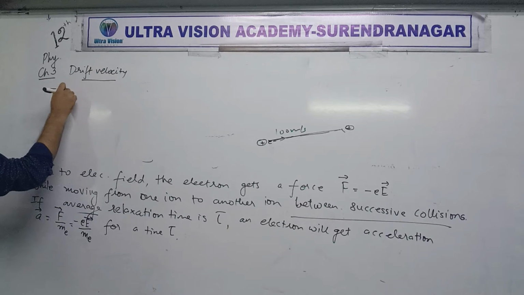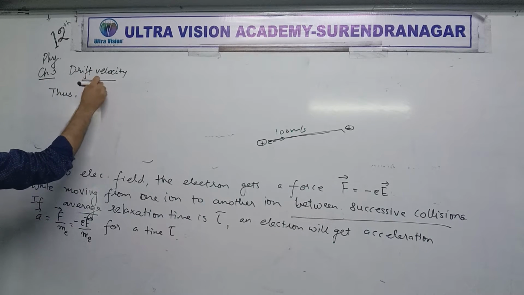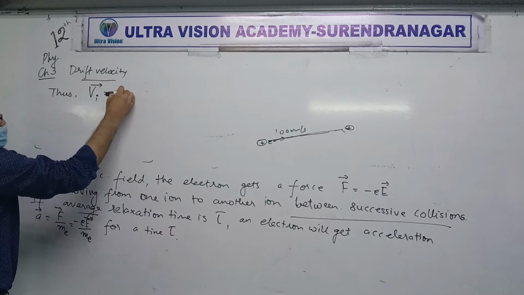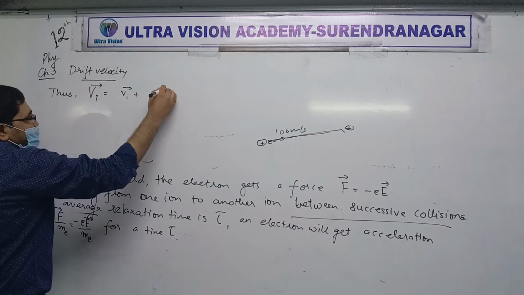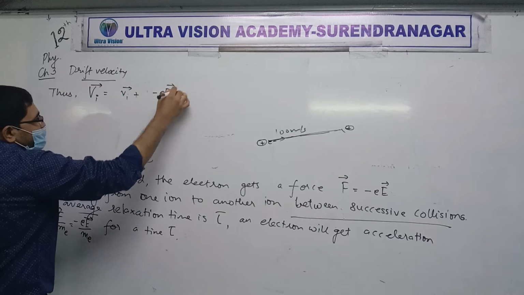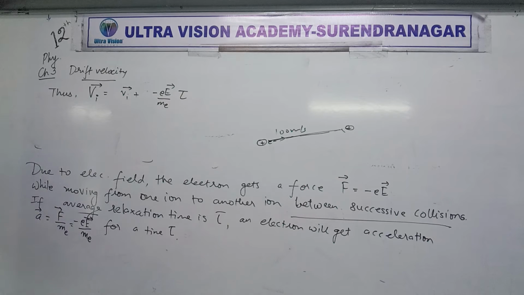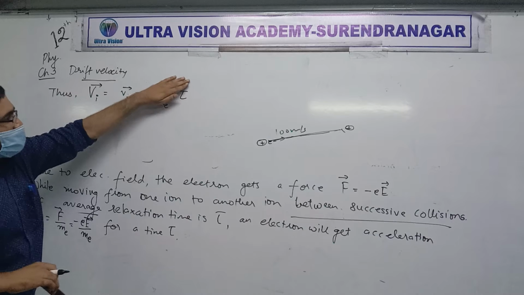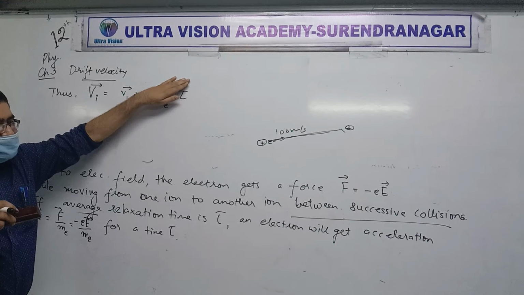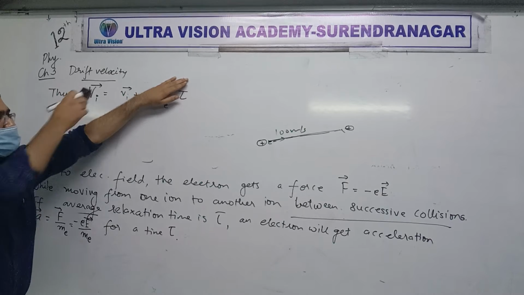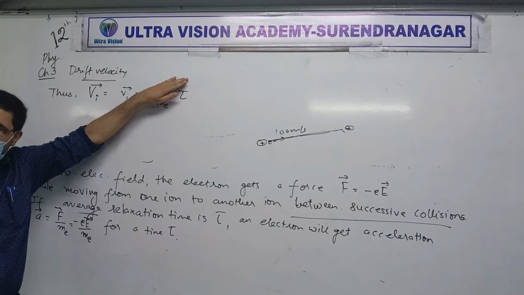We can say thus Vi vector is equal to small vi vector plus minus eE vector upon m e into tau. Why is this so? Think of it. Without electric field, this would be the velocity of Vi. What is Vi? Velocity of the ith electron. Then we can say that without electric field, this is Vi, small vi, capital Vi, say.